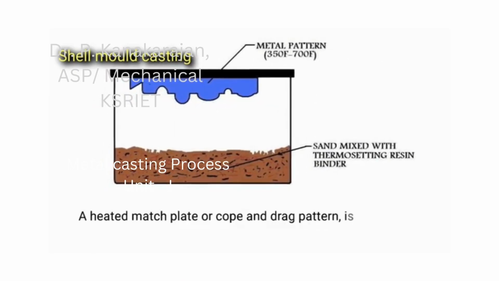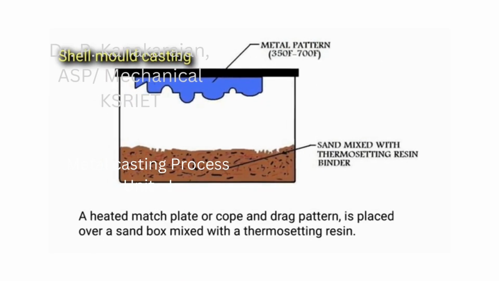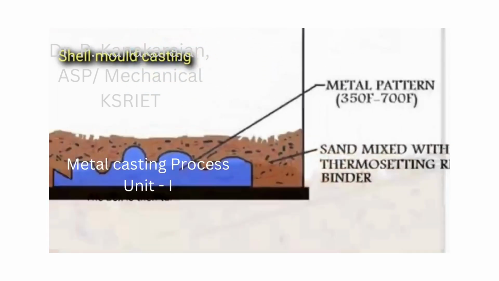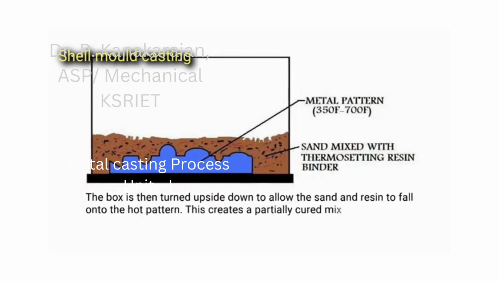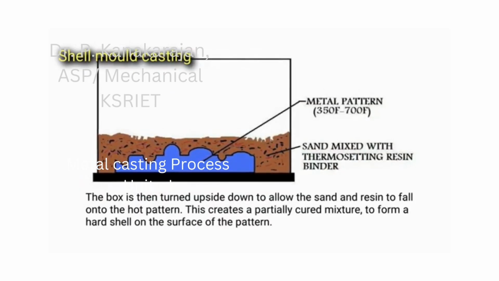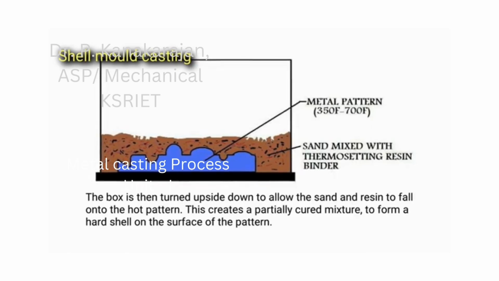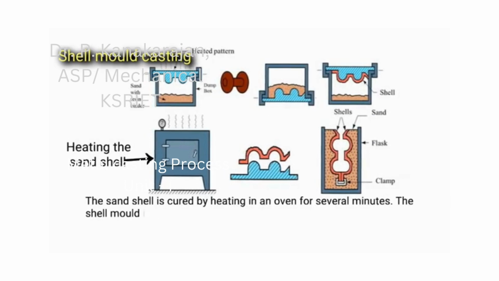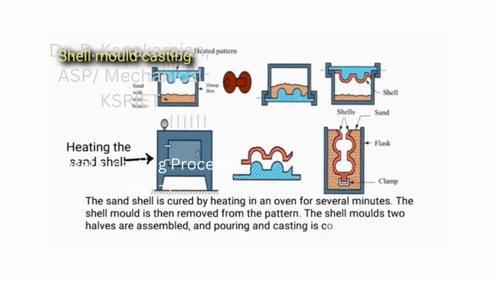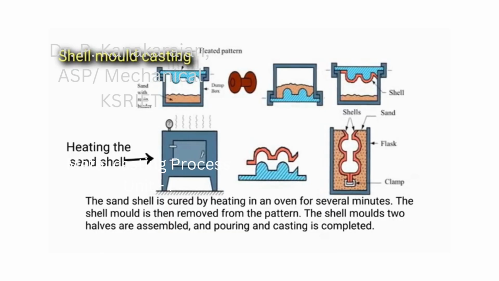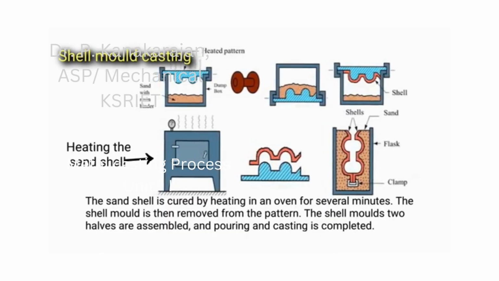A heated match plate or cope and drag pattern is placed over a sandbox mixed with a thermosetting resins. The box is then turned upside down to allow the sand and resin to fall onto the hot pattern. This creates a partially cured mixture to form a hard shell on the surface of the pattern. The sand shell is cured by heating in an oven for several minutes. The shell mold is then removed from the pattern. The shell mold's two halves are assembled, and pouring and casting is completed.